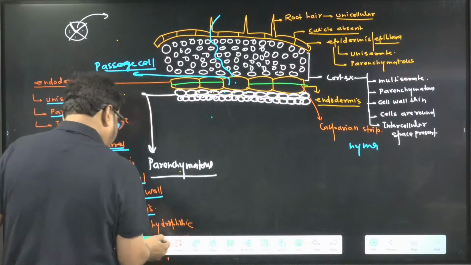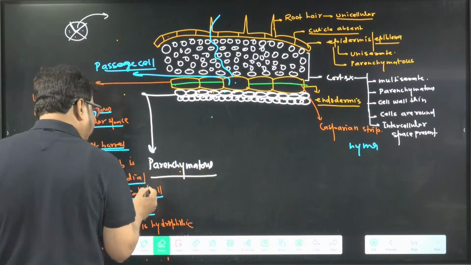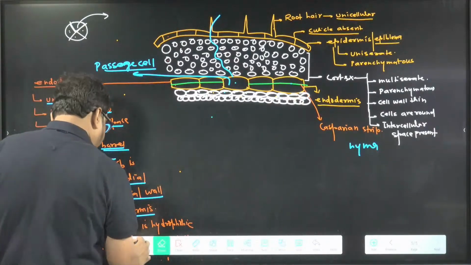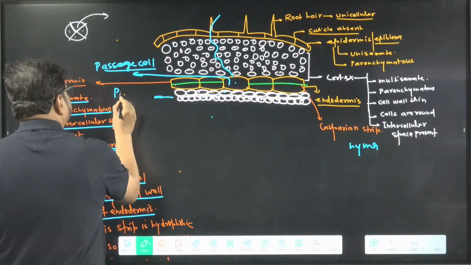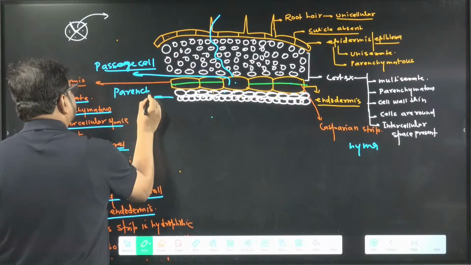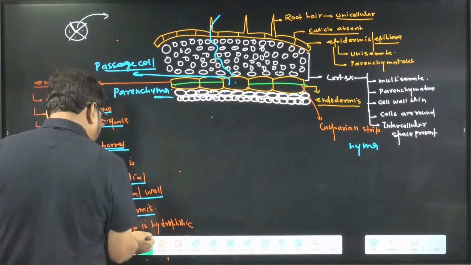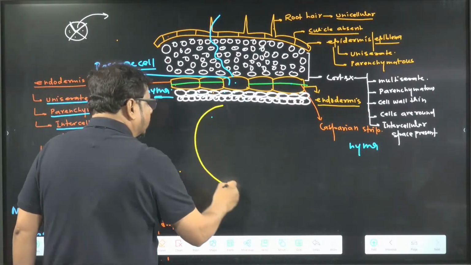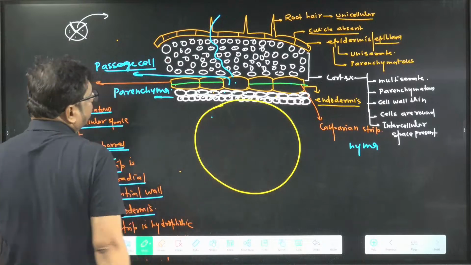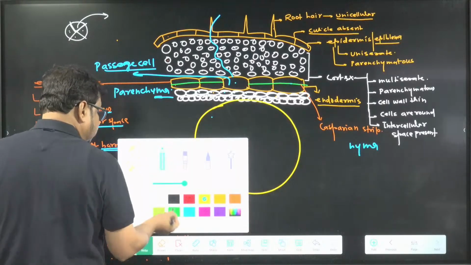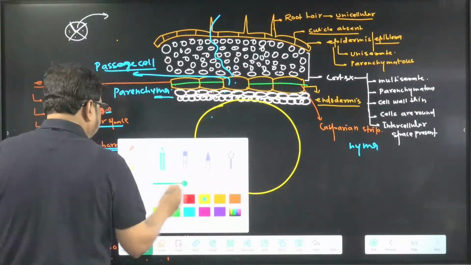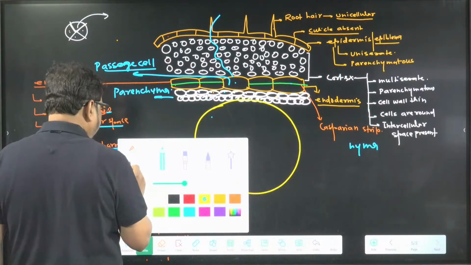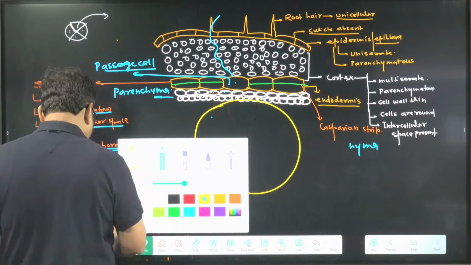Wait a minute. I have to erase this parenchyma. This word is creating problem. So I am writing parenchyma here. Parenchyma. Now what happened? You look here. Vascular tissue I am drawing. See how the sequence gets changed. So here vascular tissue is what basically?